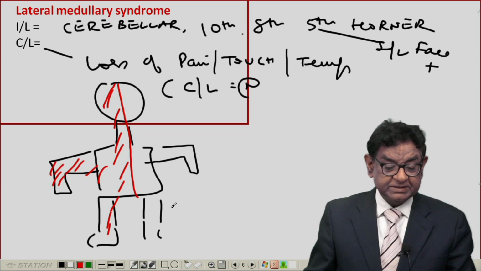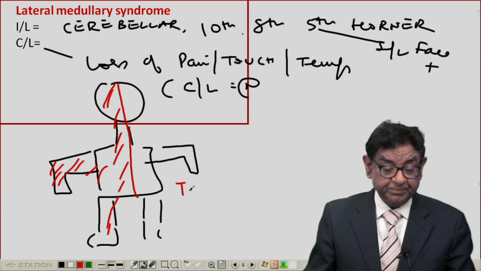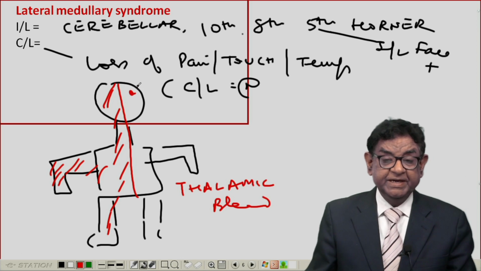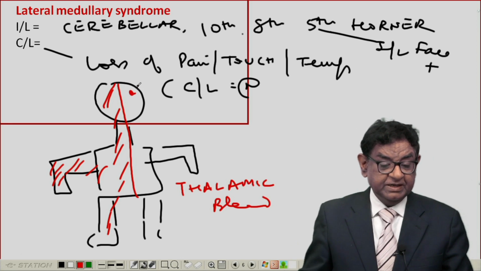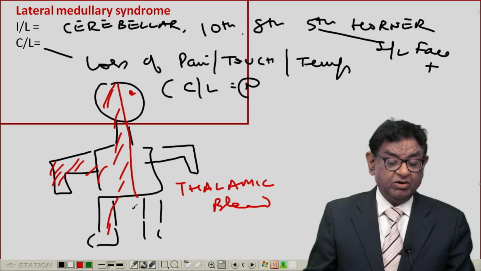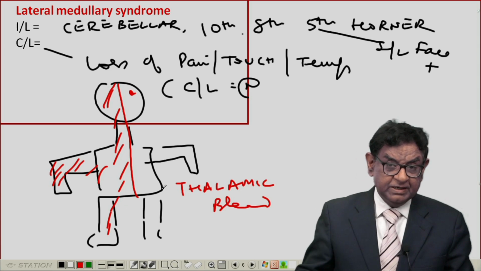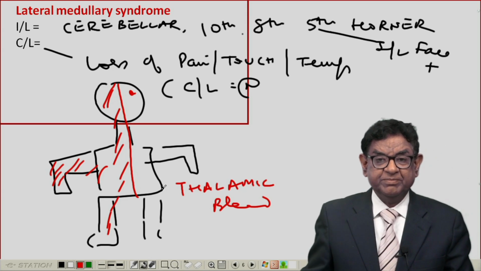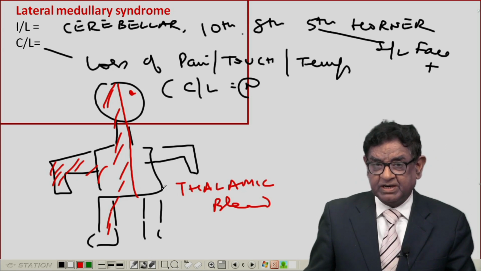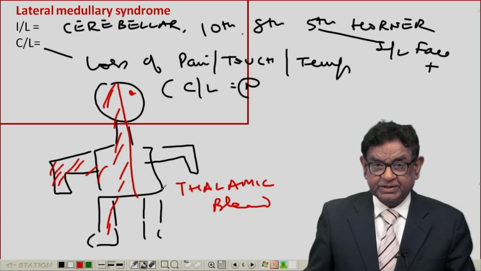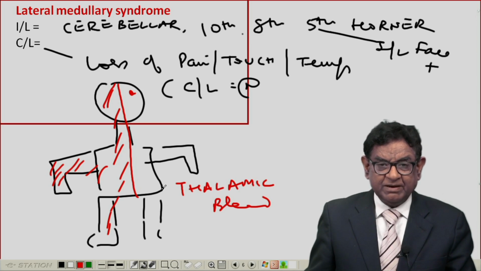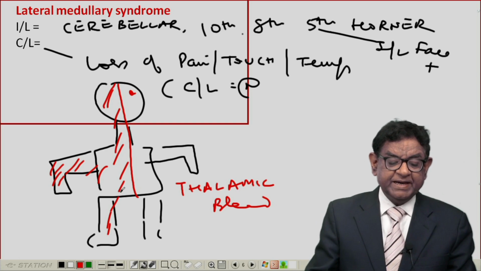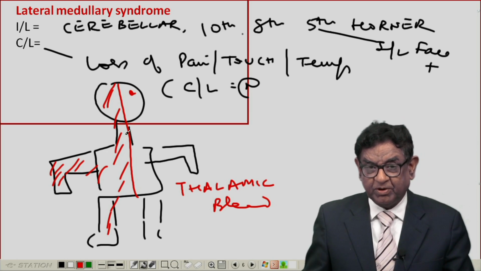I hope you have written the answer. The answer is thalamic bleed. If bleeding occurs in the right thalamus, there will be entire contralateral loss of sensation. Remember, there will be loss of pain, touch, temperature, position, vibration, every sensation will go on the contralateral side. And one more thing, during the recovery phase of thalamic bleed, the patient develops intense burning sensation in the contralateral body.